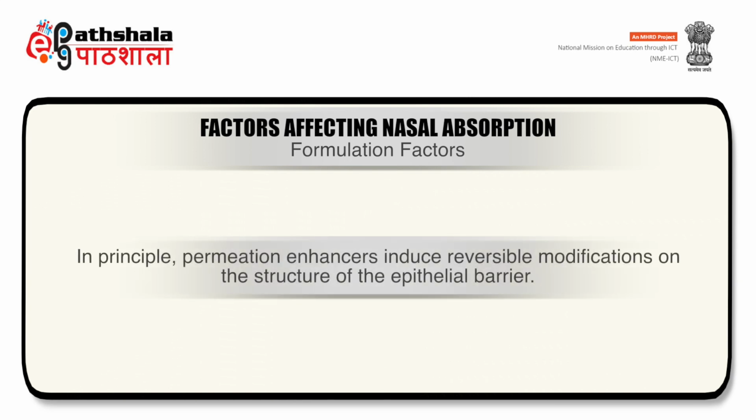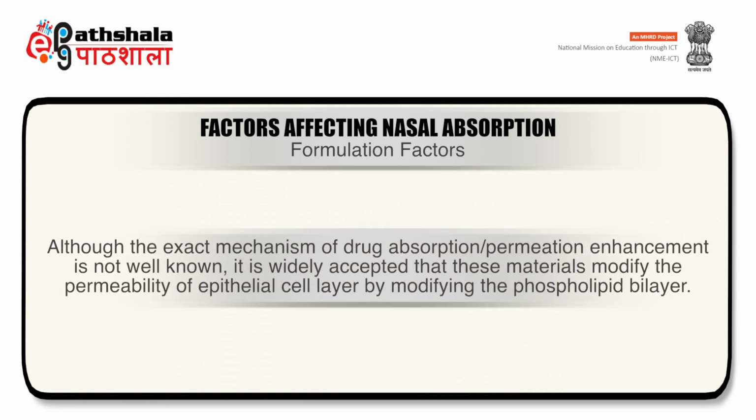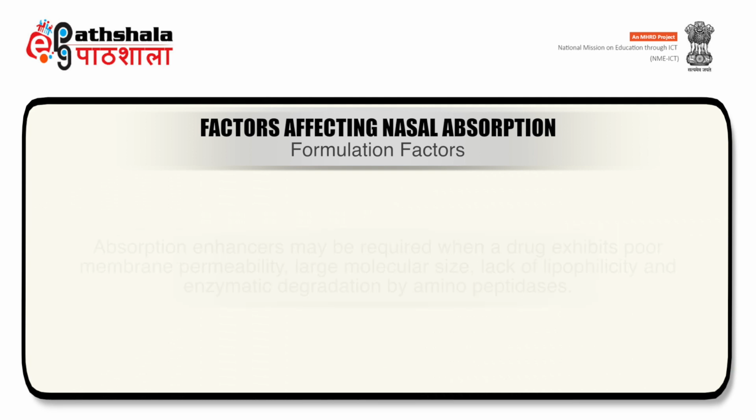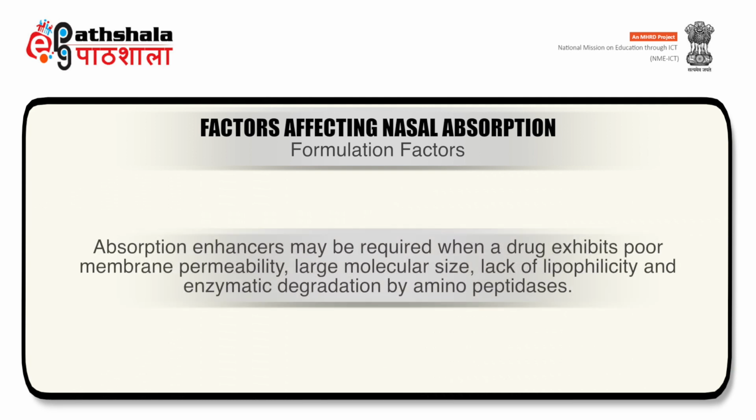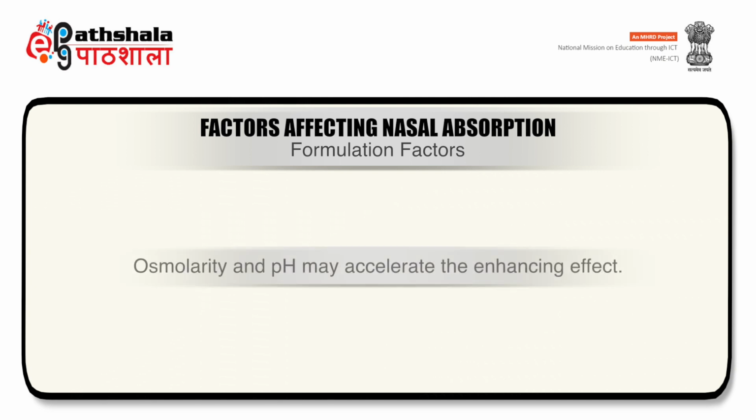In principle, permeation enhancers induce reversible modifications on the structure of epithelial barrier. Although the exact mechanism of drug absorption is not well known, it is widely accepted that these materials, that is, the permeation enhancers, modify the permeability of epithelial cell layer by modifying the phospholipid bilayer. Absorption enhancers may be required when a drug exhibits poor membrane permeability, larger molecular size, lack of lipophilicity, and enzymatic degradation by aminopeptidases. Osmolarity and pH may accelerate the enhancing effect.